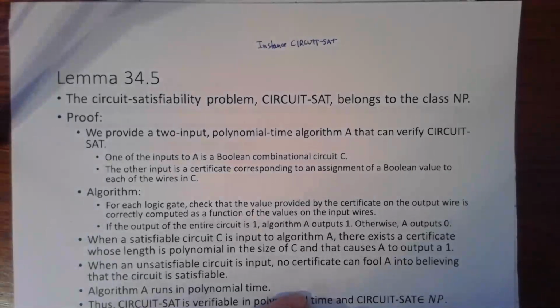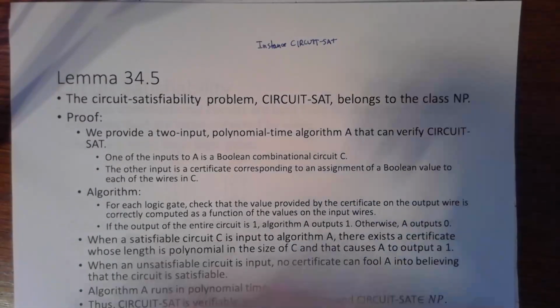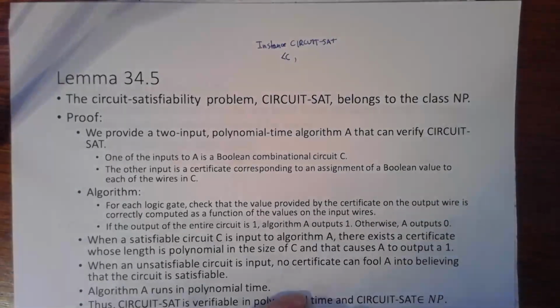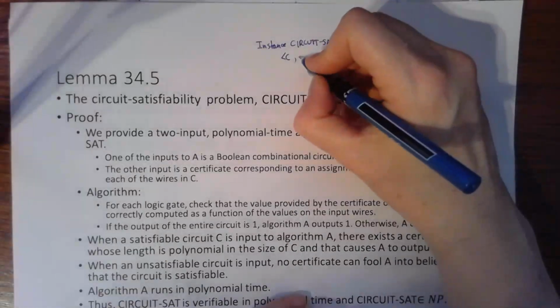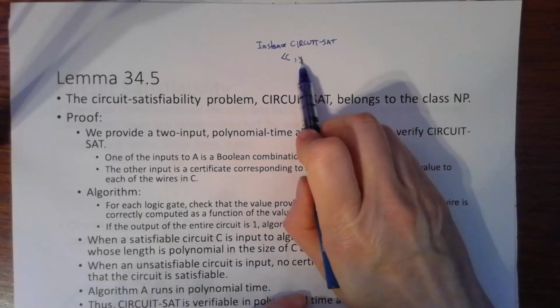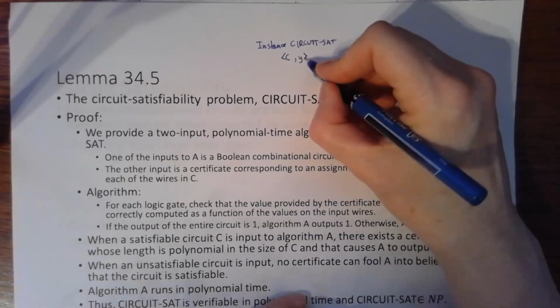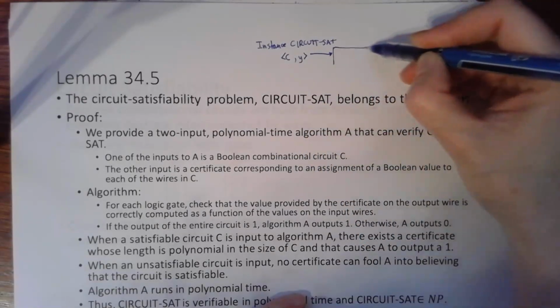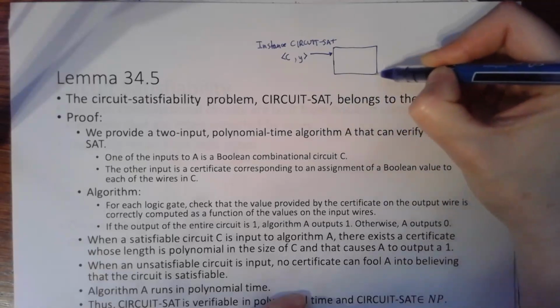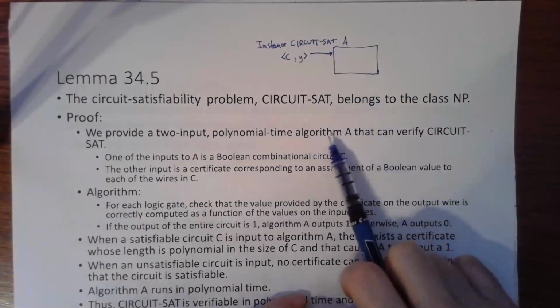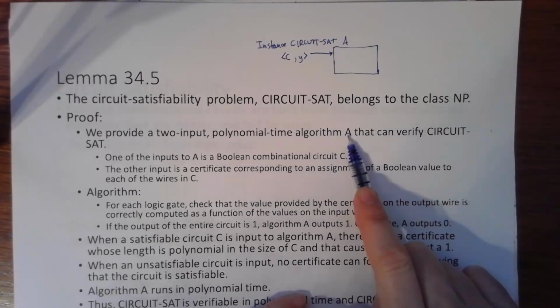An instance of circuit SAT has two things. It has a circuit, C, and then it has a certificate, which I'll just call Y. What we want to do is verify that Y is actually a valid solution for C. So this is basically our input, and then we have this algorithm A.